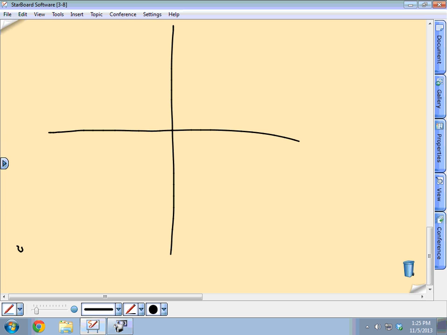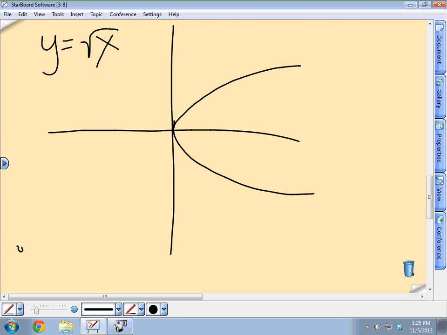Let me show you that graph that I was just talking to Jared about. Y equals square root of x. This is what that graph would look like if I was to graph that. If I was to plug in numbers, if I just picked 0, 1, 2, -1, -2, it would look like this. That's what it would look like.